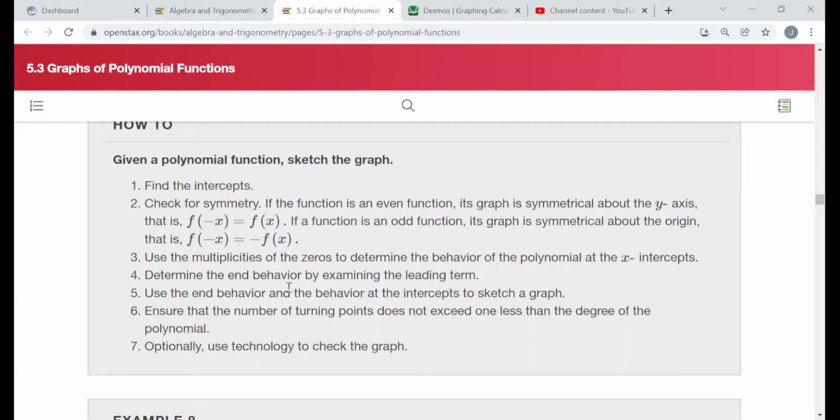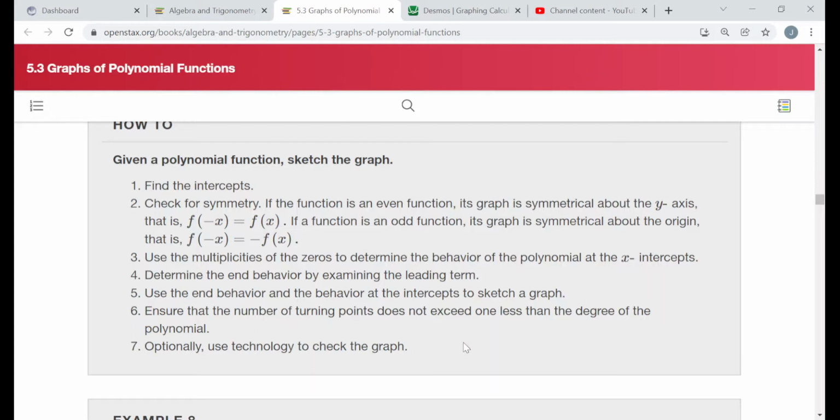Then determine the end behavior by examining the leading term. What's happening on the far right and the far left, as x goes to infinity or negative infinity. Then use the end behavior and the behavior at the intercepts, at the zeros, to sketch a graph. Then make sure that the number of turning points does not exceed one less than the degree of the polynomial. Remember, if it's a degree n polynomial, the graph will have no more than n minus 1 turning points.